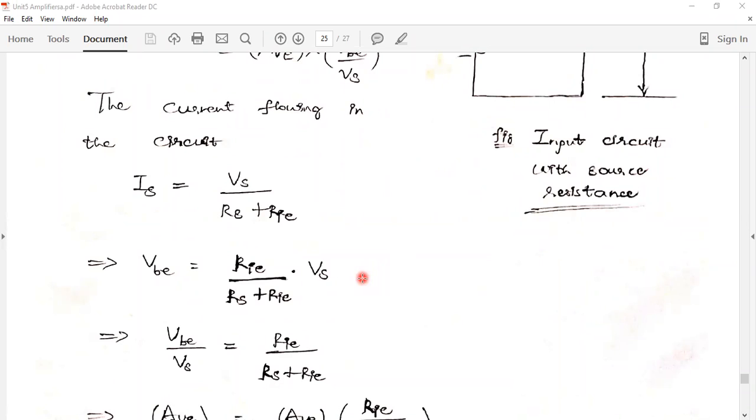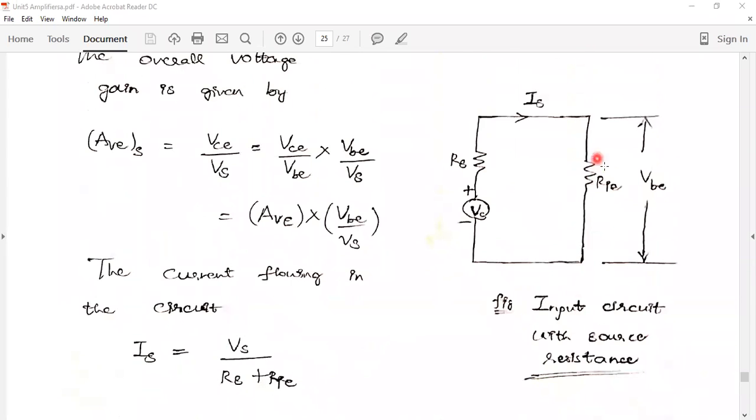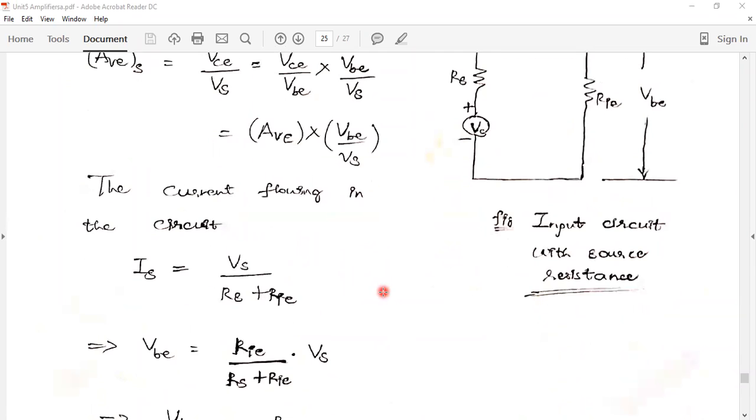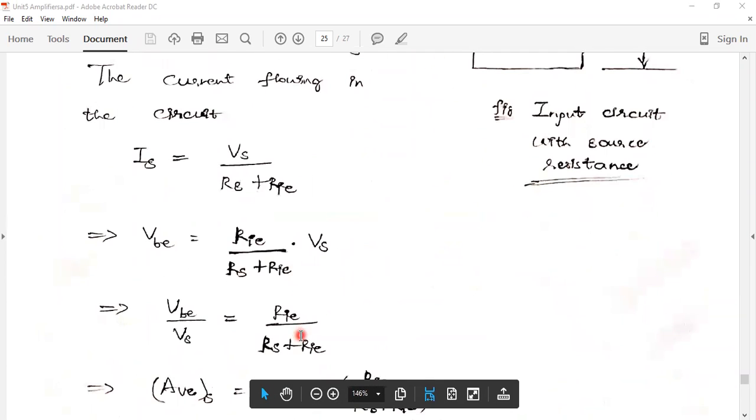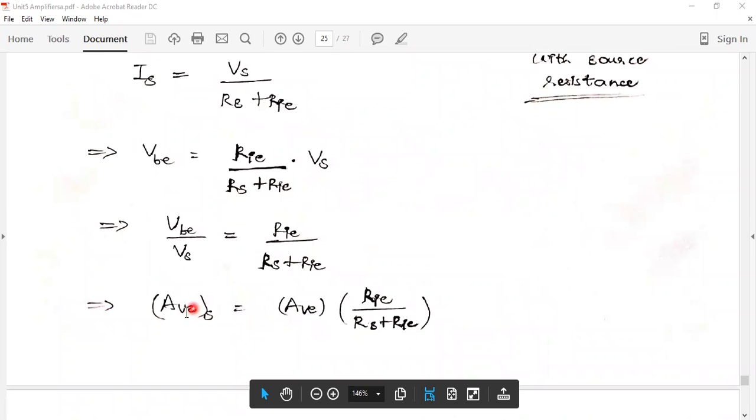Normally, whatever the current is flowing across this RI, that terminal resistance by total resistance, opposite resistance by total resistance, we take in our theorems. Same, that is the notation. RI by RS plus RI into VS, that is VBE by VS is equal to RI by RS plus RI. That is AVE of S is equal to AVE into RIE by RS plus RI.